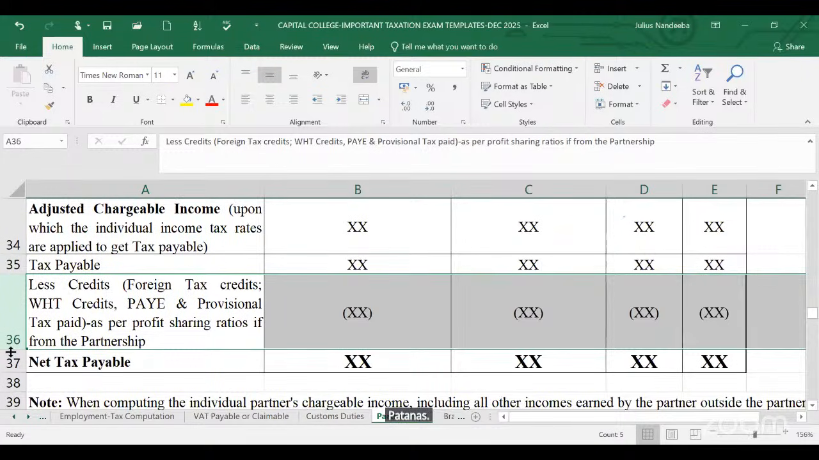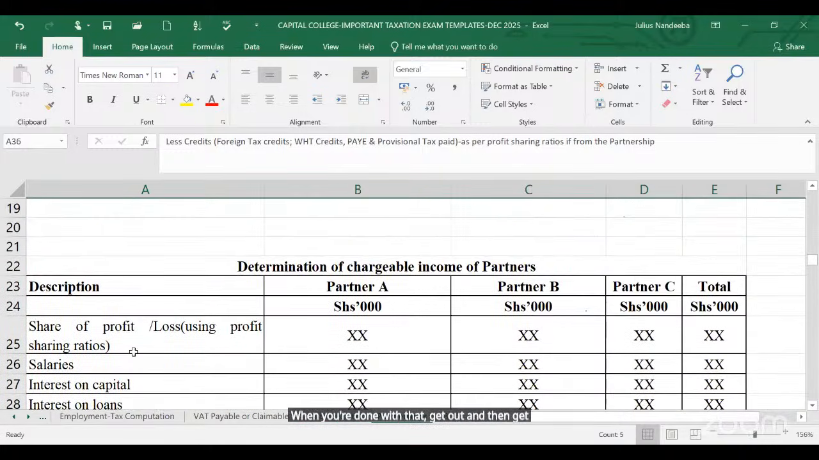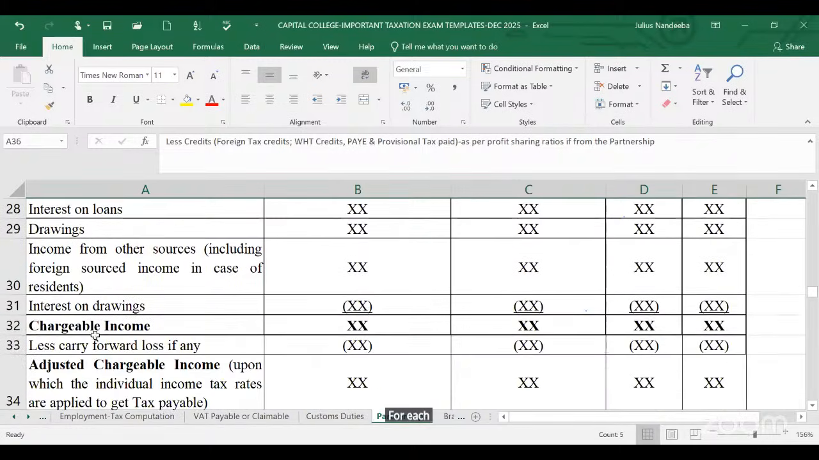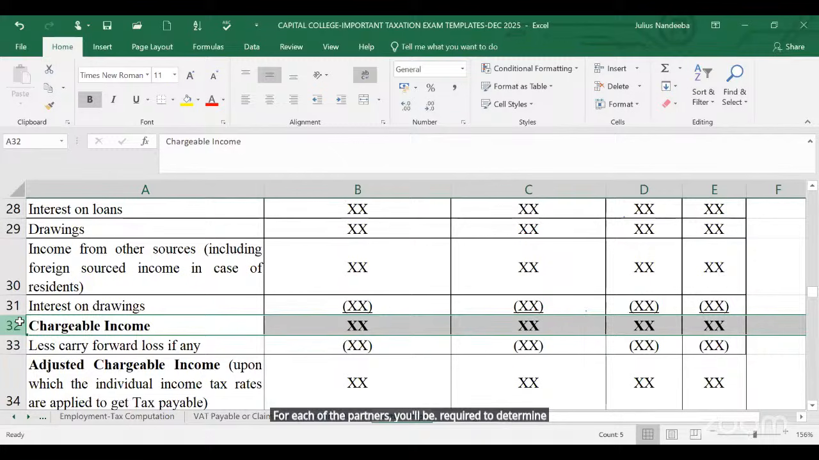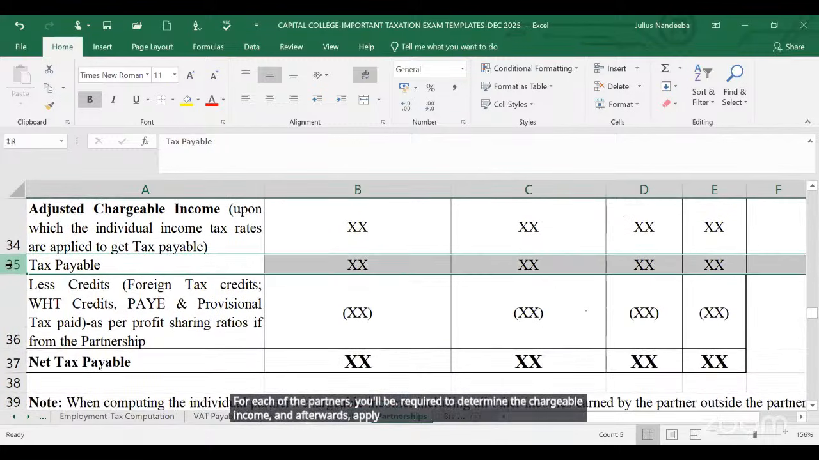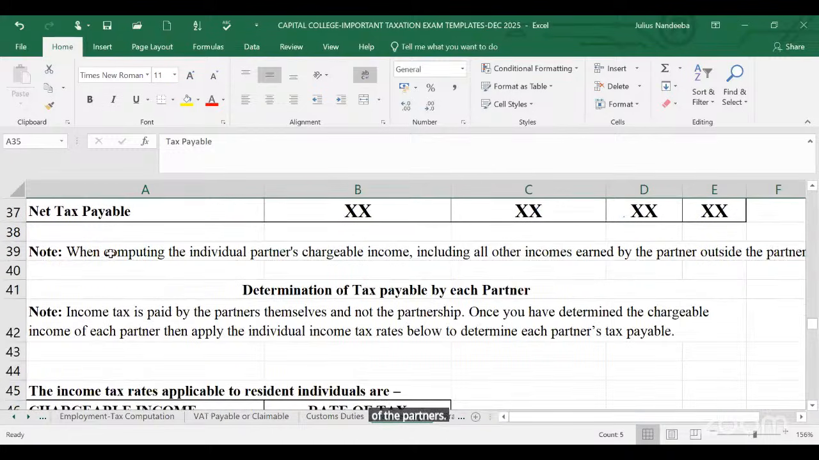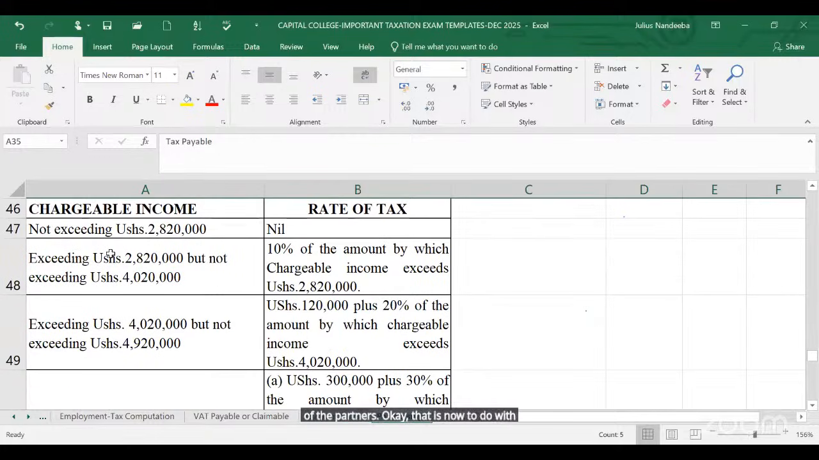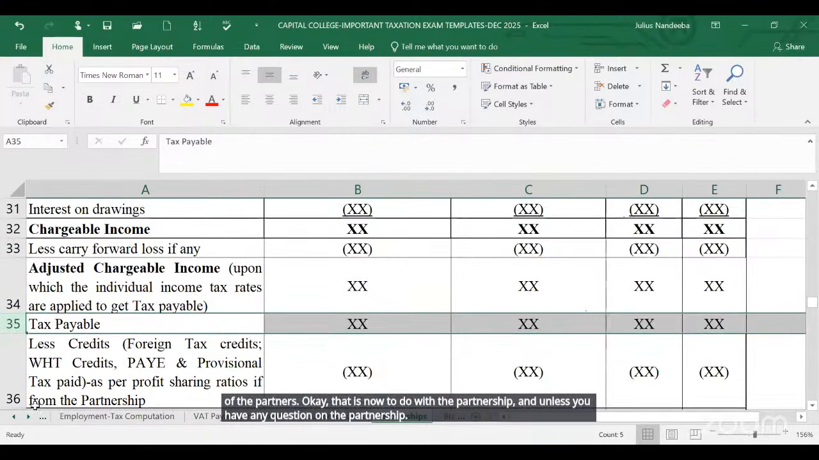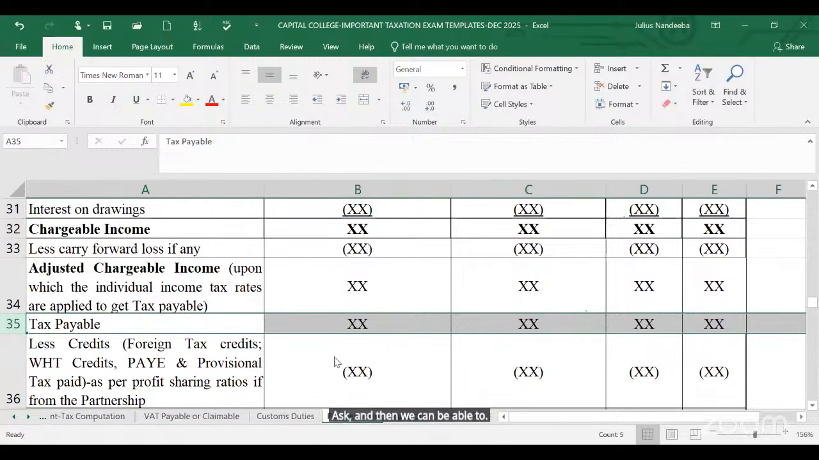All you have to remember are the 4 steps. Step number 1, determine the chargeable income of the partnership. Step number 2, determine the distributable profit or loss. When you're done with that, get out and then get into the table of each of the partners. For each of the partners, you'll be required to determine the chargeable income and afterwards apply the tax on it to be able to get the tax liability for each of the partners. Okay, that is now to do with the partnership. And unless you have any question on the partnership, ask, and then we can look at something else.